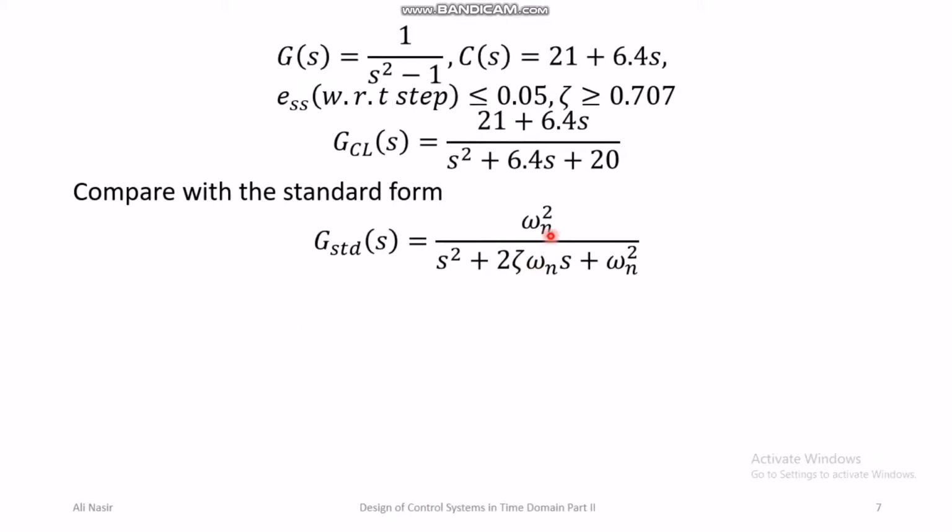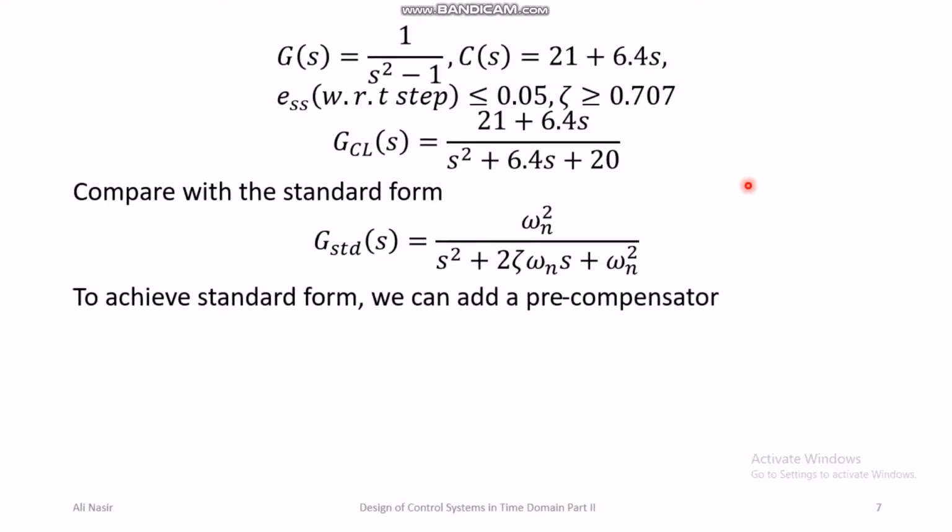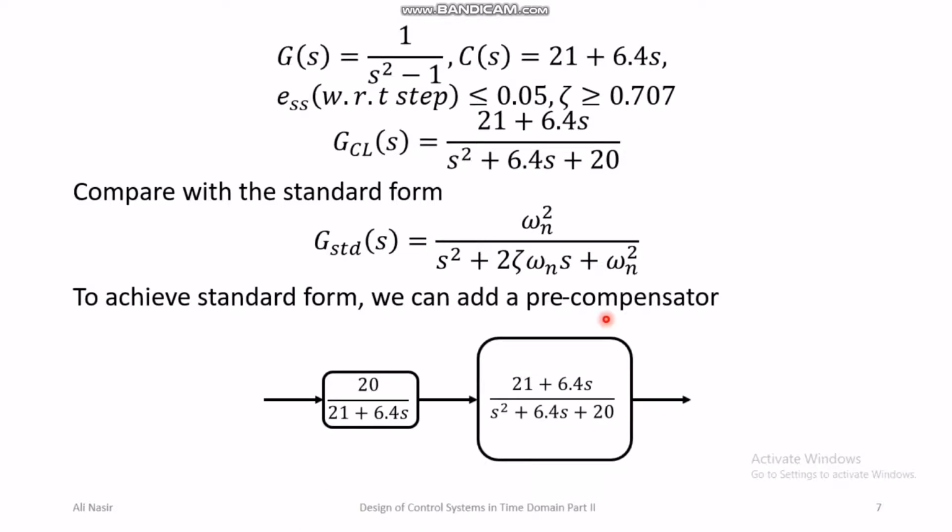So the standard form is omega n square over (s square plus 2 zeta omega n s plus omega n square). Alright, so the difference is that there is no zero here and there is a zero in the original closed loop system. To achieve the standard form, we can use the pre-compensator. This is a feed forward control law, and we have already discussed pre-compensator in terms of pole zero cancellations and approximating higher order systems as second order systems. In this case, to match this standard form, all we need is plus 20 on the numerator and to get rid of this 21 plus 6.4s. So we do that with the pre-compensator, which is 20 divided by (21 plus 6.4s). This 21 plus 6.4s will cancel out with this one, and the plus 20 will come out here.